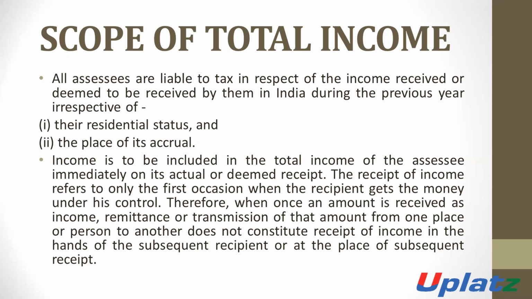Therefore, once an amount is received as income, remittance or transmission of that amount from one place or places to another does not constitute receipt of income in the hands of the subsequent recipient and at the place of subsequent receipt. Means if an assessee has received the income, it will be considered income in his hand. Now if he transfers such money to another person, then in the hands of that person it will not be considered as income.